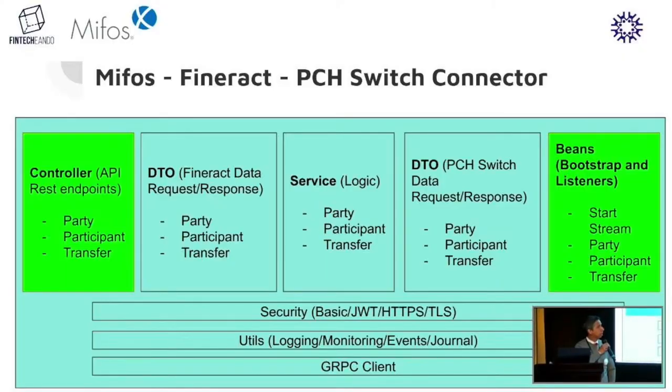It is very important to note that we have security that can be implemented as basic security or JSON web token, and all the information is transferred using HTTPS or TLS. We also have utilities in order to do the logging and the monitoring. We can also implement events to handle, as webhooks, all the transactions that are happening inside of the core. And we have a journal.